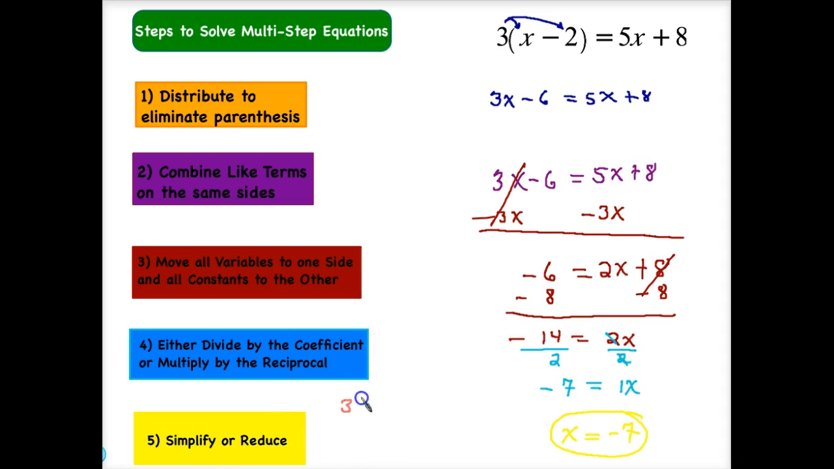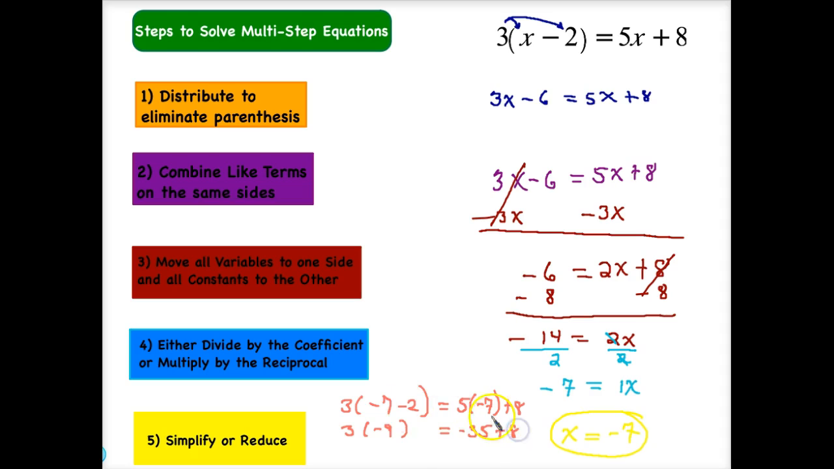So we could do 3 times negative 7 minus 2. That's our left side. We could compare that with 5 times negative 7 plus 8. That's our right side. Well, negative 7 minus 2 is negative 9. And negative 7 times 5 is negative 35.